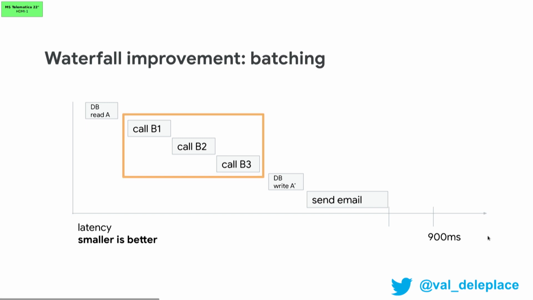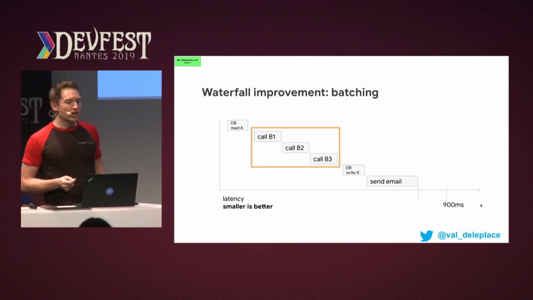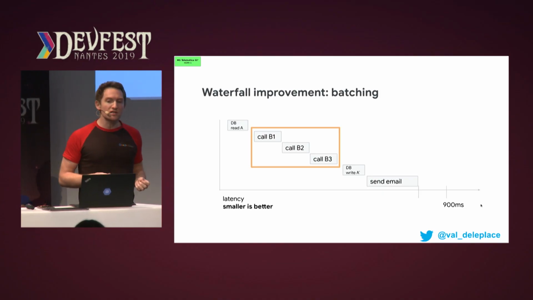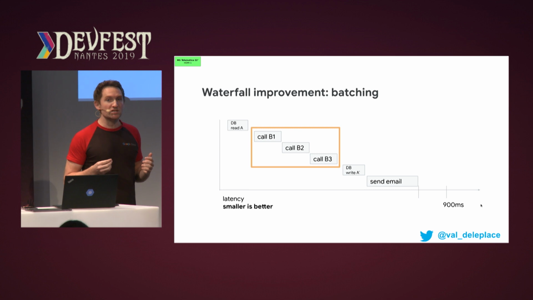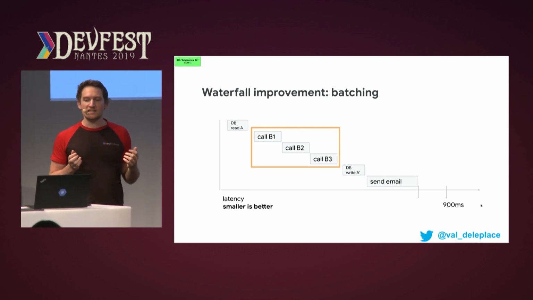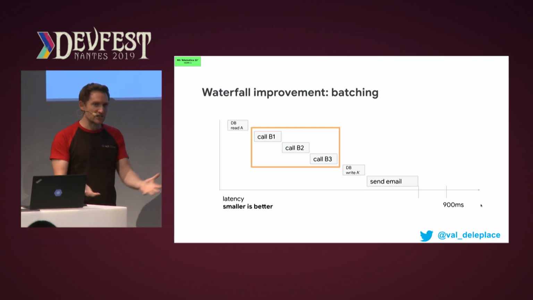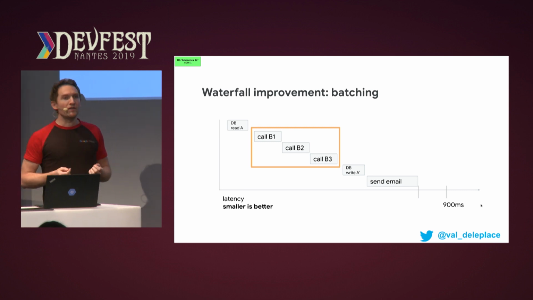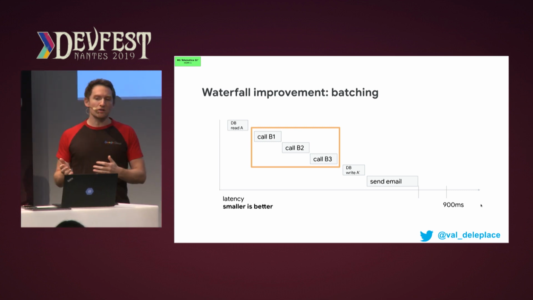Next opportunity, look at the calls to service B. I often witness repeated access to the same service with different parameters and payload. It is a law of the universe that if the service accepts batch calls, that is, if it accepts many commands in a single API call, then the batch call will be faster than the sum of the individual calls.